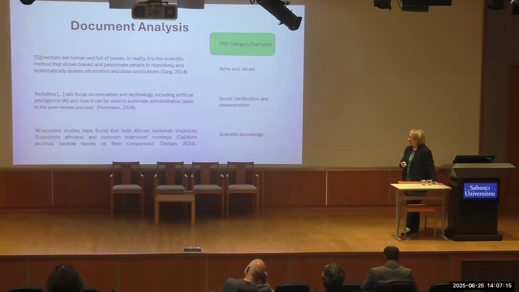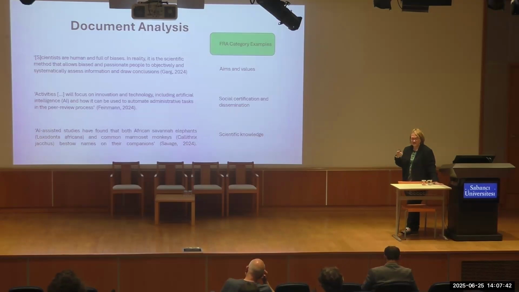AI-assisted studies have found that both African savanna elephants and common marmoset monkeys bestow names on their companions. This is some kind of a knowledge outcome on animal behavior. So it's an instance of how AI is influencing the production of knowledge about animal behavior. So we would code that as scientific knowledge. Okay, I hope that's clear.